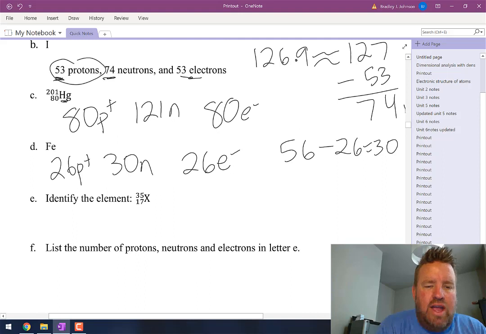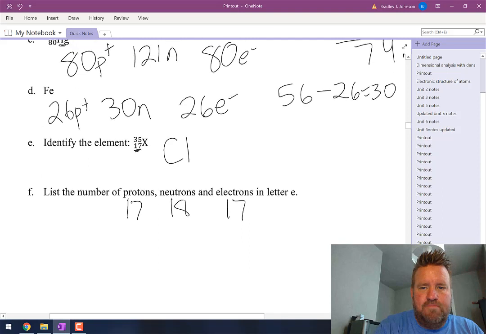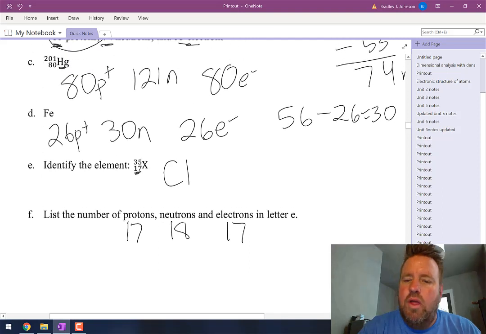Then letter E, identify the element. Again, what's the only element that has 17 protons? Must be chlorine. So Cl, and then the number of protons, neutrons, and electrons in chlorine, certainly 17 protons, 17 electrons, and 35 minus 17 is 18 neutrons. And that is it for that unit.